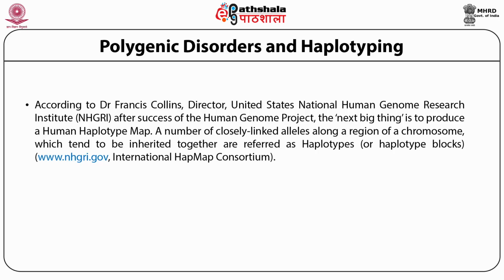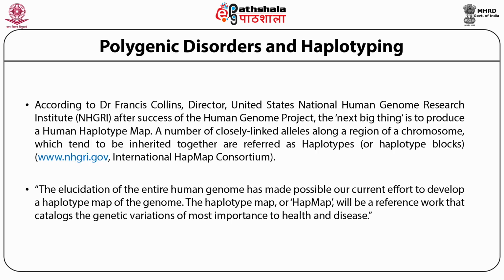A number of closely linked alleles along a region of a chromosome which tend to be inherited together are referred to as haplotypes or haplotype blocks. According to NHGRI, that is National Human Genome Research Institute, the elucidation of the entire human genome has made possible our current effort to develop a haplotype map of the genome. The haplotype map, or HapMap, will be a reference work that catalogs the genetic variations that are most important to health and disease.